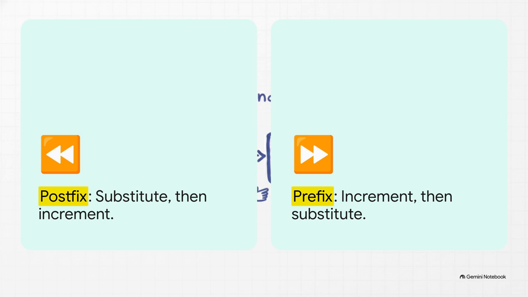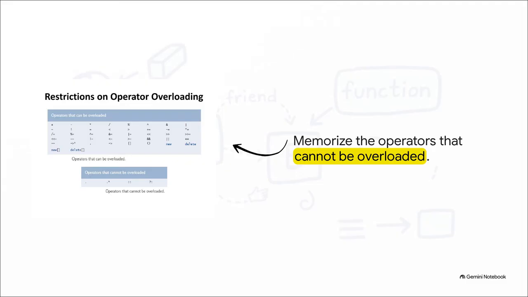Prefix, on the flip side, increments the value first and then substitutes it. You really have to know this difference cold. Now, while you can overload almost everything in C++, from plus and minus all the way to new and delete, you absolutely have to memorize this list of restrictions. The dot operator, the dot star operator, the scope resolution operator, and the conditional question mark colon operator strictly cannot be overloaded. No exceptions. If you see them on a test, immediately mark them as unoverloadable.